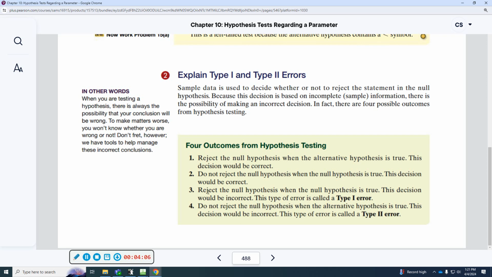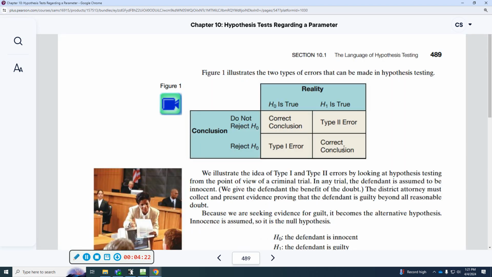Type 1 error is when we reject the null when it is true. So we reject the null when the null is true. This is type 1. And then type 2 is when we do not reject the null when the alternative is true. A little bit more on that, because I know that wording can be quite confusing.